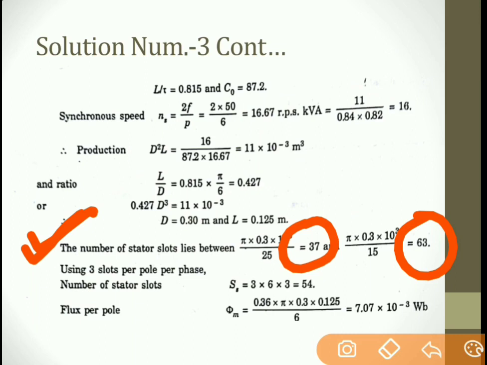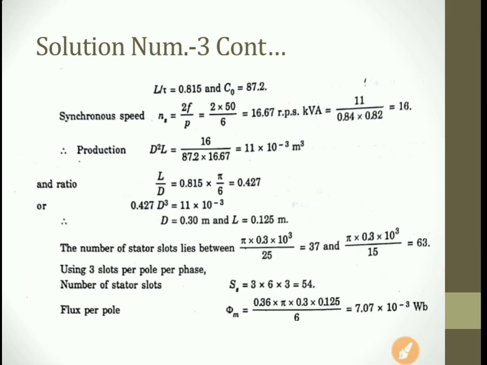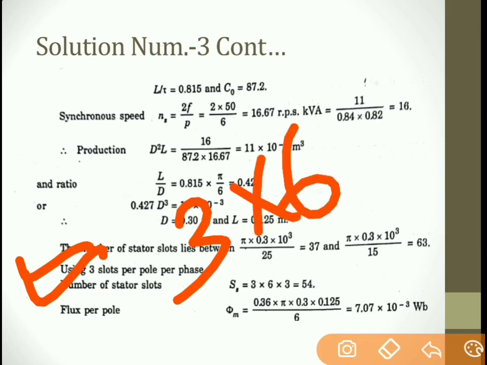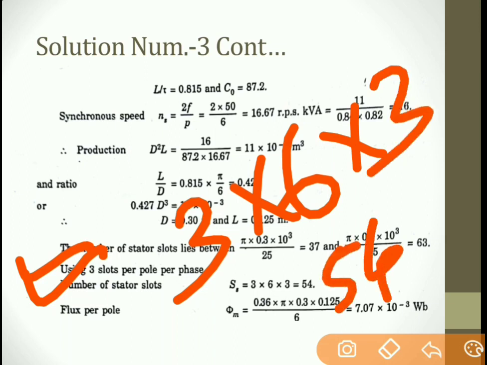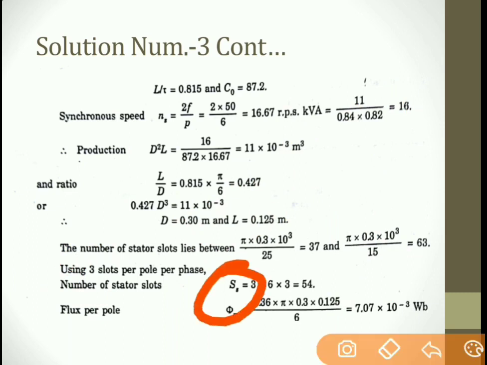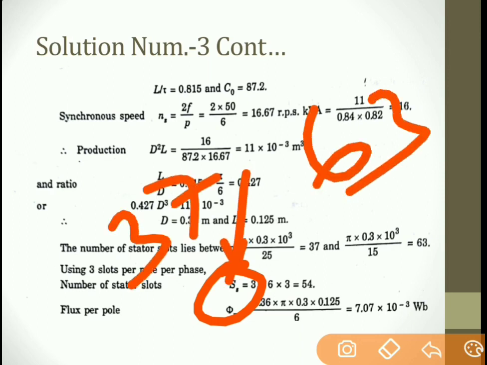So if you have got the idea that stator slots can be equal to 37 or it can be 63, then the further calculations can be made as, again we are considering number of slots per pole per phase is equal to 3. From that I could understand, as I have 3 phases, I have 6 poles and I have assumed 3 slots per pole, so this calculation comes to be 54. That is nothing but the value of number of stator slots. Number of stator slots is 54. It means it is lying between 37 and 63. Means my calculations are correct.